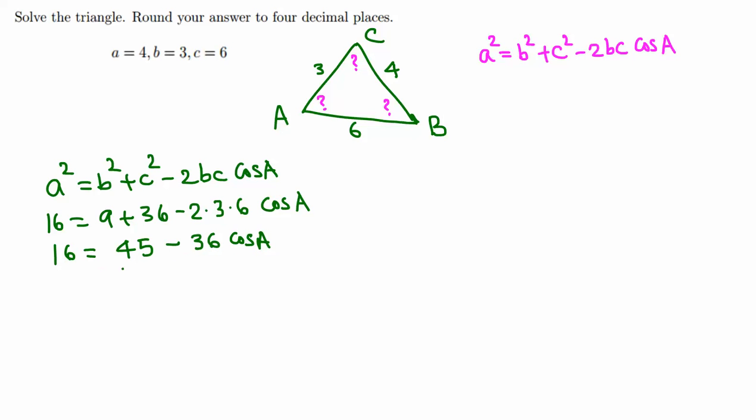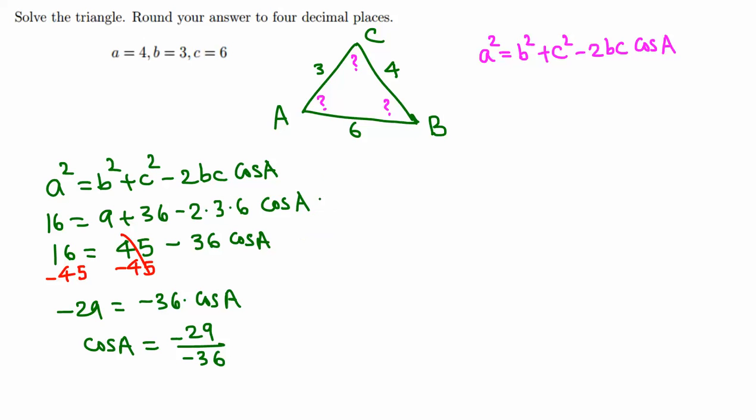Now subtract 45 from both sides. Negative 29 equals negative 36 cosine A. Now divide by negative 36, then cosine A is isolated. Cosine A is negative 29 divided by negative 36. The negatives cancel, so A equals cosine inverse of 29 over 36.